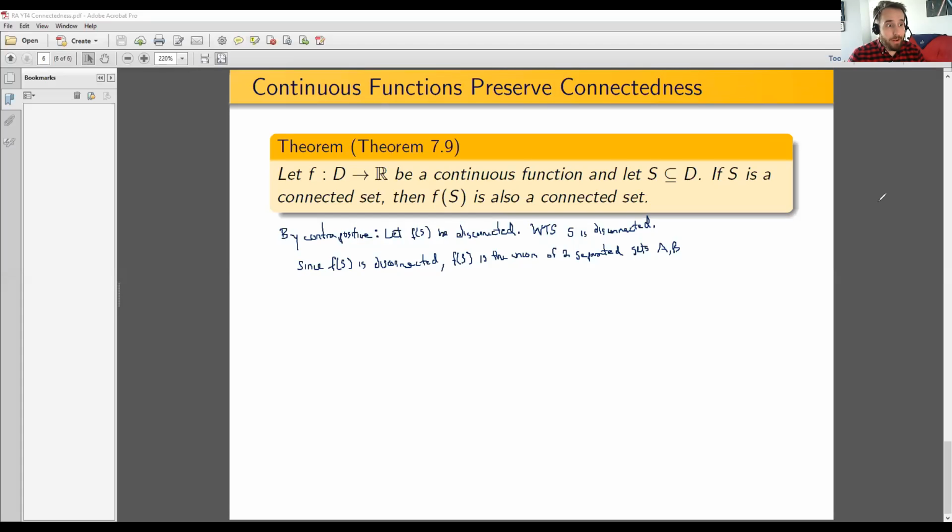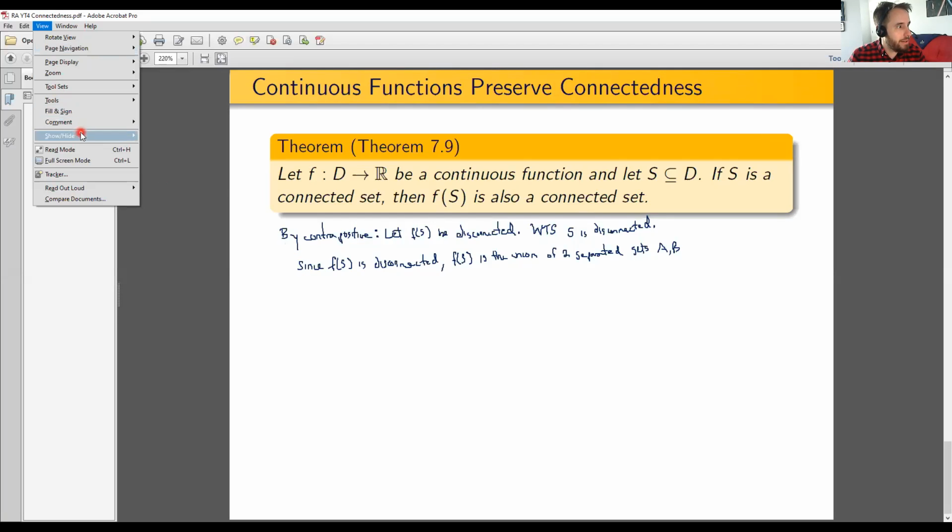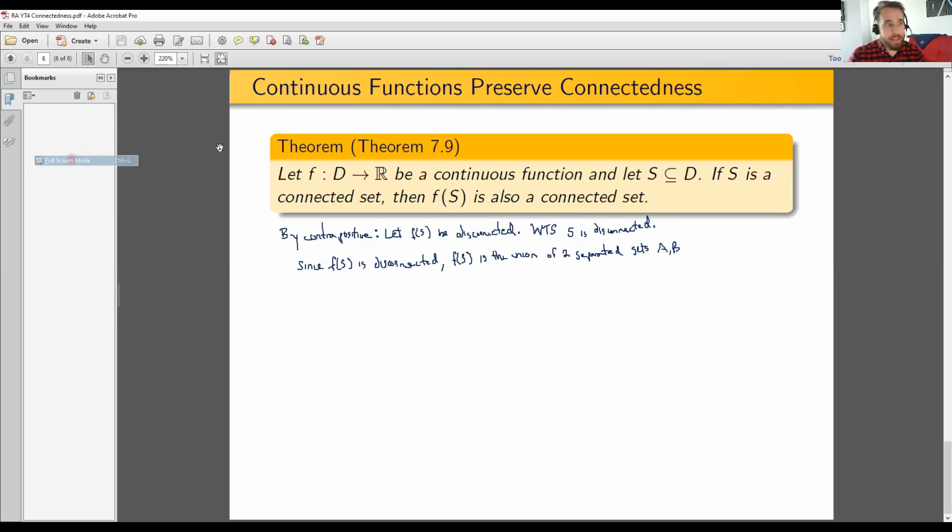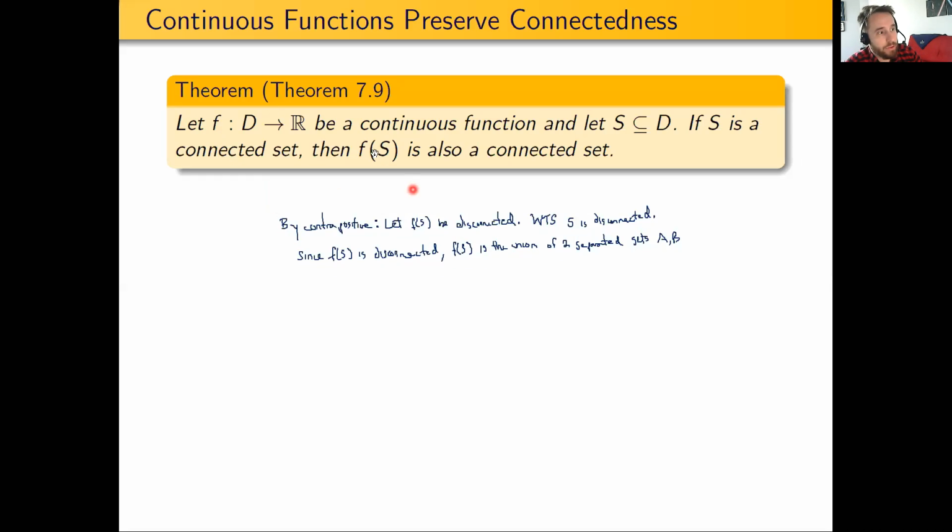All right, so here I've gone ahead and written up what we're trying to show with this contrapositive statement. By the contrapositive, we're assuming still that f is continuous, but we're saying suppose the image of S is disconnected. What we want to show is that S itself is disconnected. And I've also written up what it means for the image of S to be disconnected.